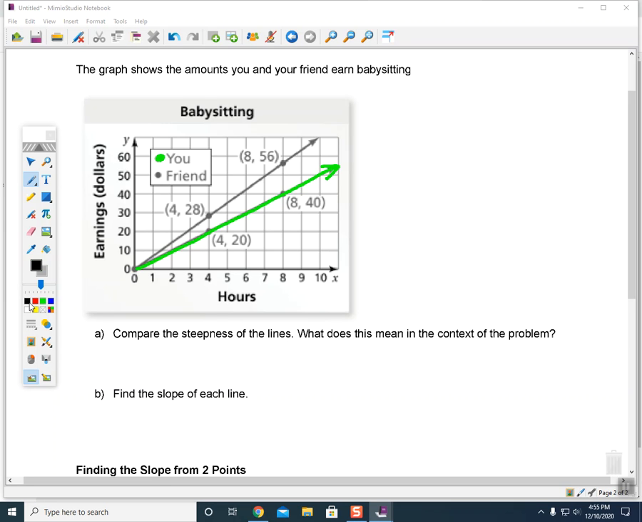So the first thing that it wants me to do is look at these two lines and compare the steepness of them. So which line is steeper? Which one's more slanted? Well, my friend's is steeper. Your friend has the steeper line. Steeper.